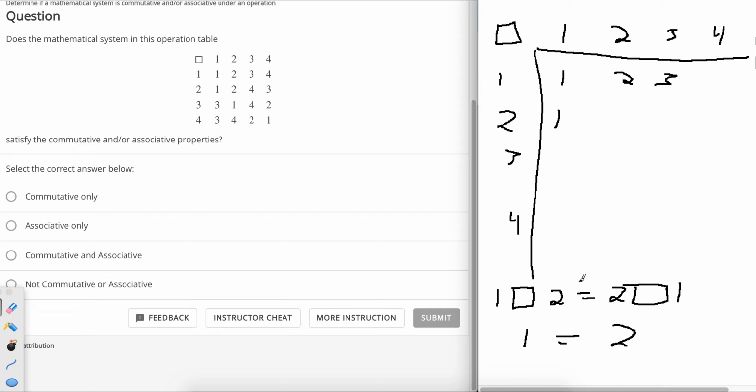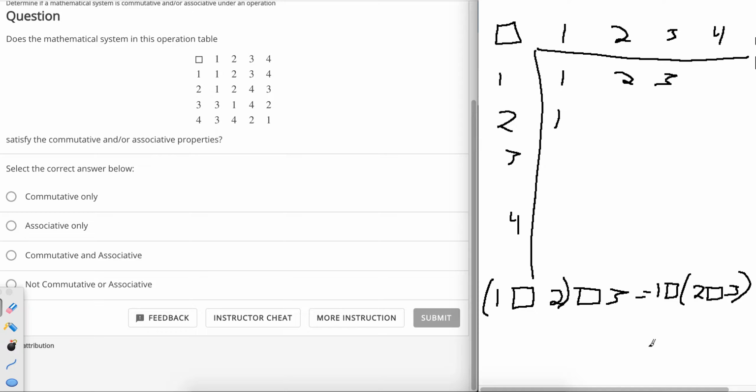Let's check associative. And you probably know where I'm going with this now that you've seen. The associative would be 1 square 2 square 3 is the same thing with a parentheses here as 1 square 2 square 3. Okay, so I got to do the parentheses first, right? And that's what the associative property is all about. If you do 1 square 2, you get out 1. And notice I just picked any 3 numbers. You need to really check this for all the numbers, okay? For all matchups of numbers.